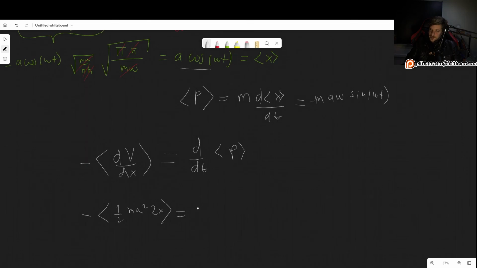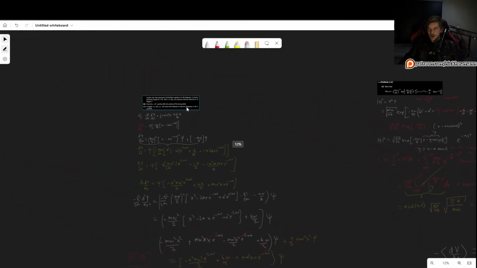So here we can take out the constants and we get minus m omega squared times the expectation value of x, which has to be the same as the time derivative of the expectation value of p, which is this here. So we get minus m a omega squared cosine of omega t. Now let's plug in on the left side the expectation value of x, which is right here, a cosine of omega t. So we get minus m a omega squared cosine of omega t on both sides. So the Ehrenfest theorem does hold.